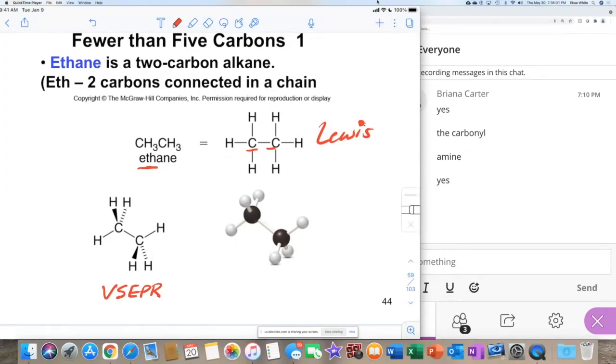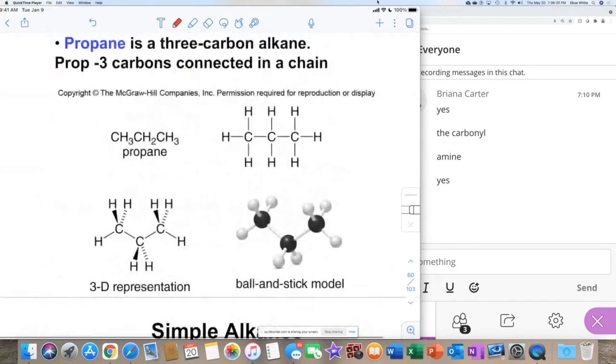The VSEPR model or the 3D model. These are what the actual molecules look like. They're not flat like Lewis. Lewis is a good structure to start off with when you're trying to draw it to see what connects to what. But when it comes to the spatial arrangement, this is what they really look like right here. Same thing with propane. You have three carbons in series, and this is what they look like.